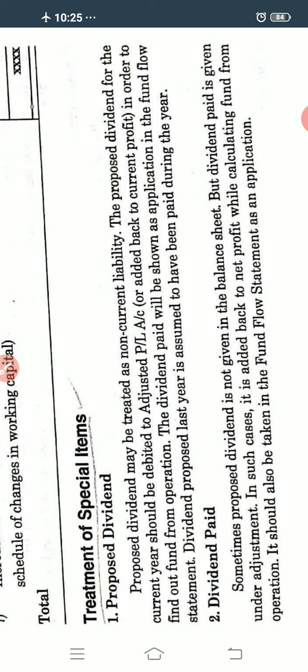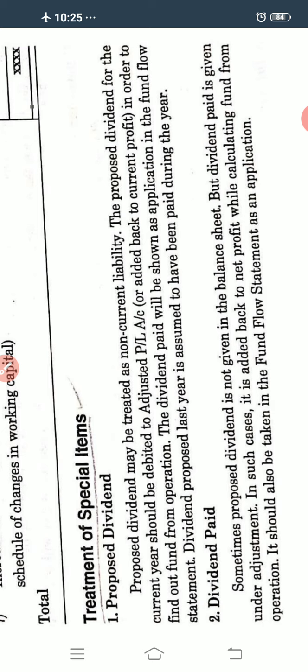Then the dividend paid will be shown as the application of fund, because when we pay the dividend the cash will go, right? So it is considered as the application of fund in the calculation of fund flow statement. That is the fourth step. Then a dividend proposed last year is assumed to have been paid during the year. So that is the treatment of a proposed dividend.